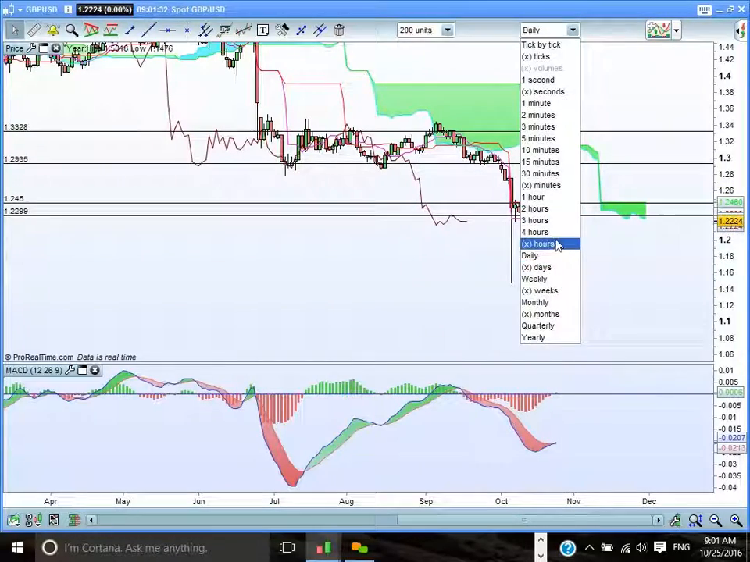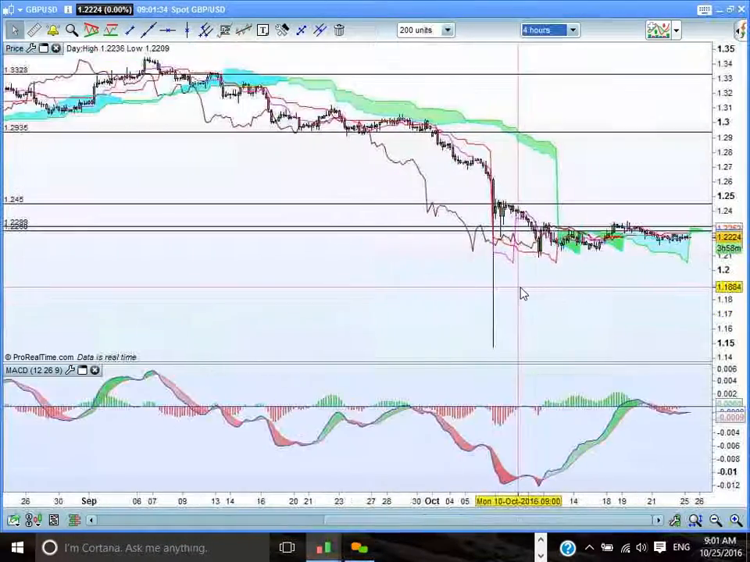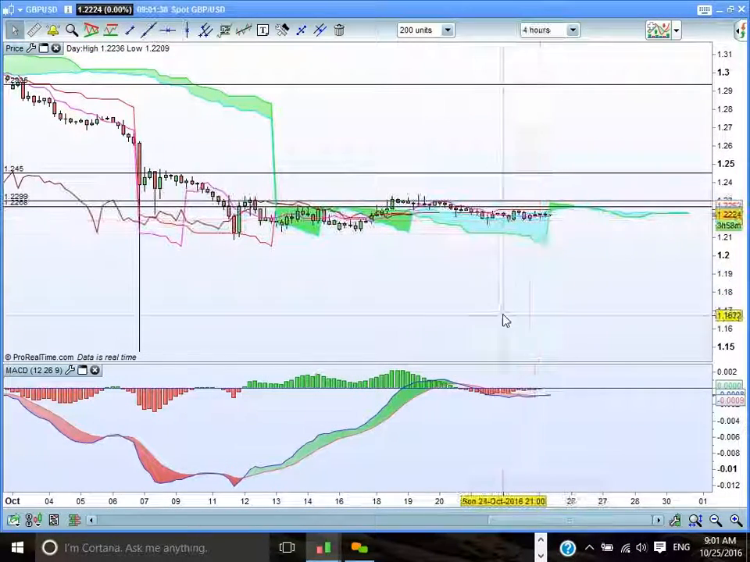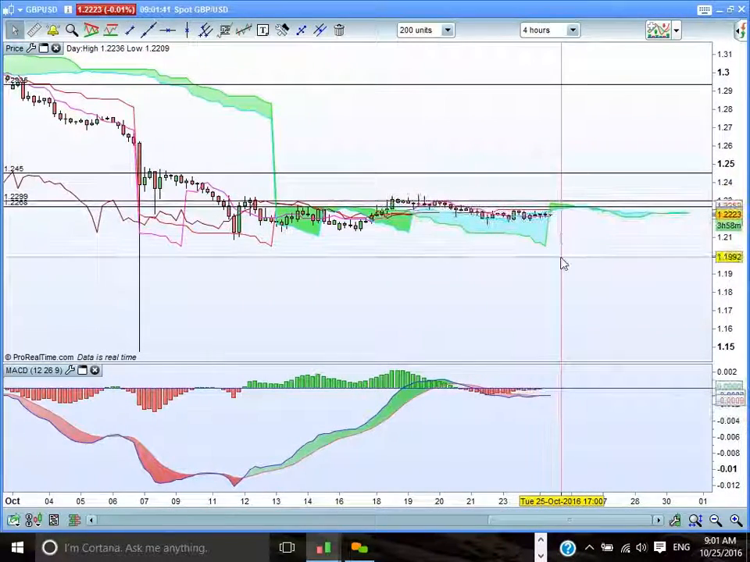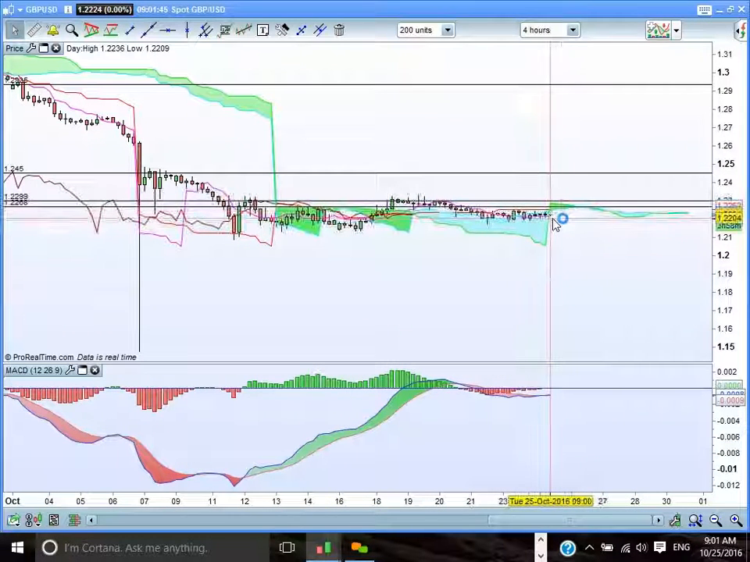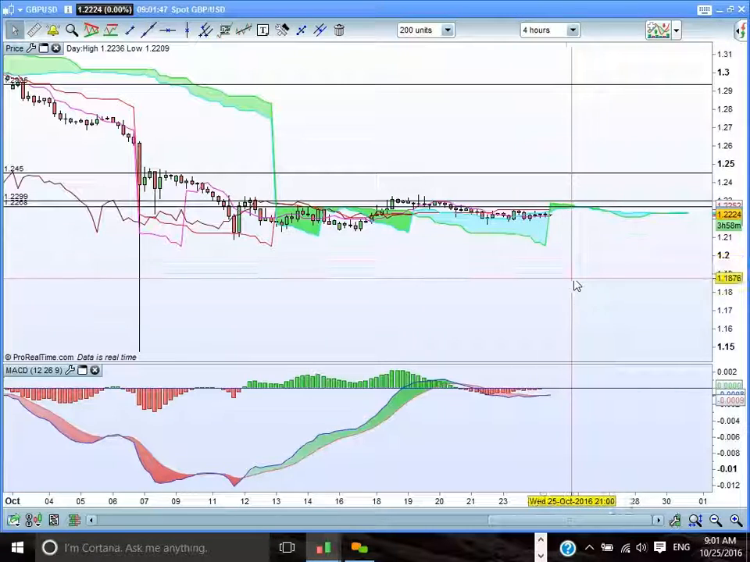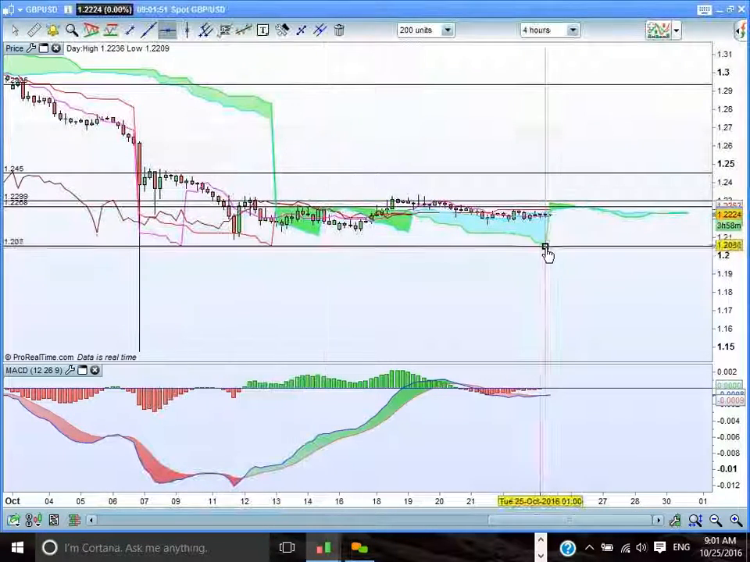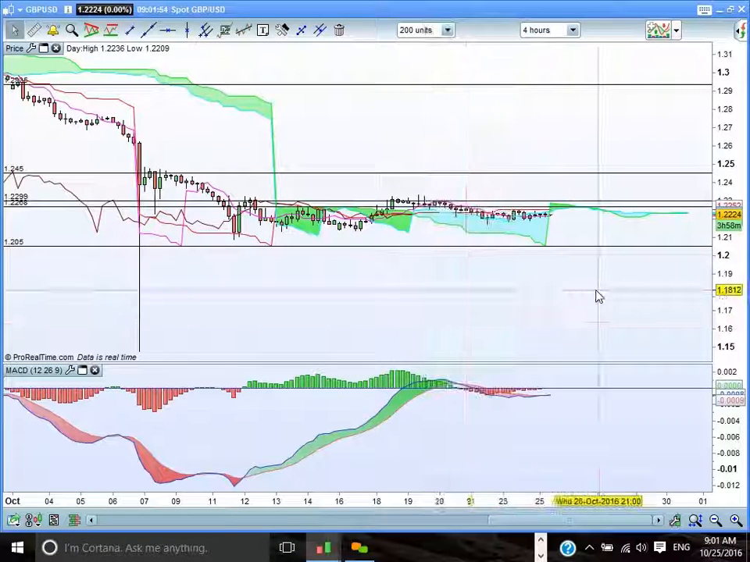Okay, 4-hour chart. Flatlining here, looking for support at the top end of the cloud. A thin cloud is an indication that it's not a very good support zone, so we could see it flip back below the cloud here and continue its downtrend to test the bottom end of the cloud from a 4-hour chart perspective here at 120. Okay, so watch out for that downtrend still remaining in place.